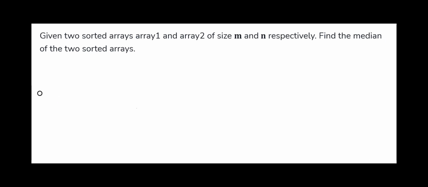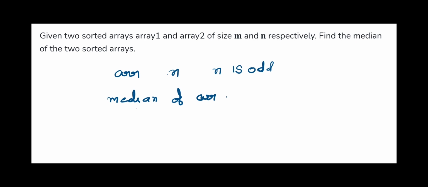So first let's understand the median, then we will solve this problem. The median of an array of odd length is the middle element of that array. So suppose we are given an array of size n and n is odd, then the median of the array is the element present at the n by 2th position.